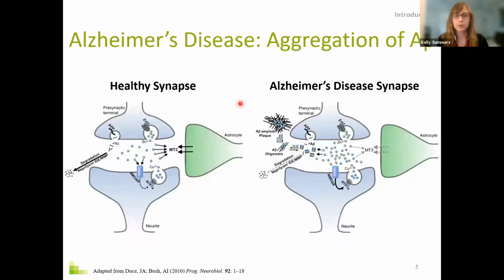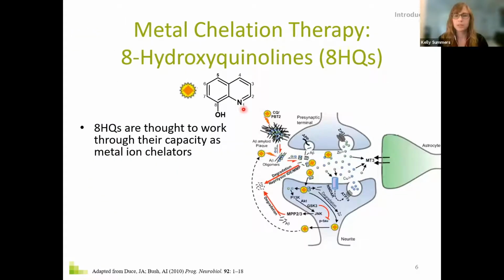But based on this hypothesis, a number of studies have looked at metal chelation therapy as a way to fix some of the problems that are happening here. And one of the compounds that people have looked at are the family of drugs called 8-hydroxyquinoline compounds. And here's just the basic 8-hydroxyquinoline compound here. And in the cartoon, I just wanted to show you that it's sort of this starburst shape in our cartoon that we're sticking with. And 8-hydroxyquinolines are generally thought to work as metal ion chelators.